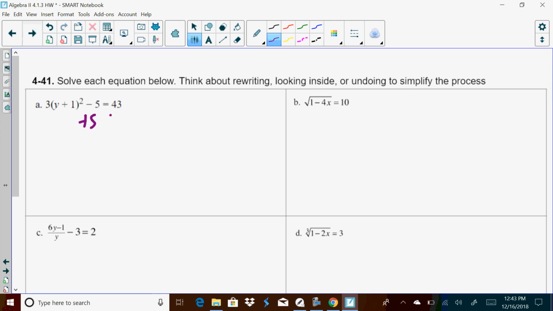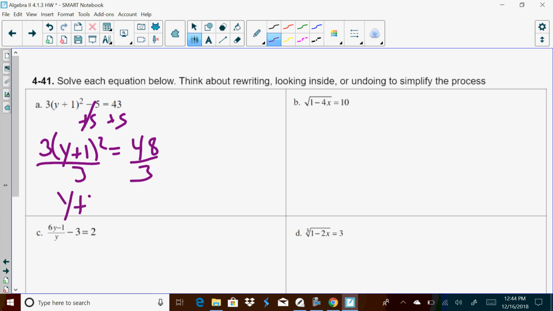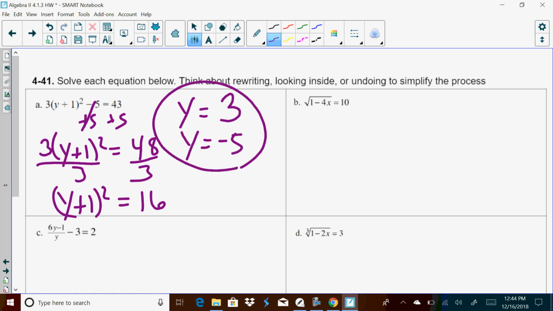So I add 5 to both sides. So I get y plus 1 squared equals 16. So I know 4 squared is 16. So I think about things y can equal to give me 4. So y can equal 3. Or I can have y equal negative 5. Those are both my solutions.